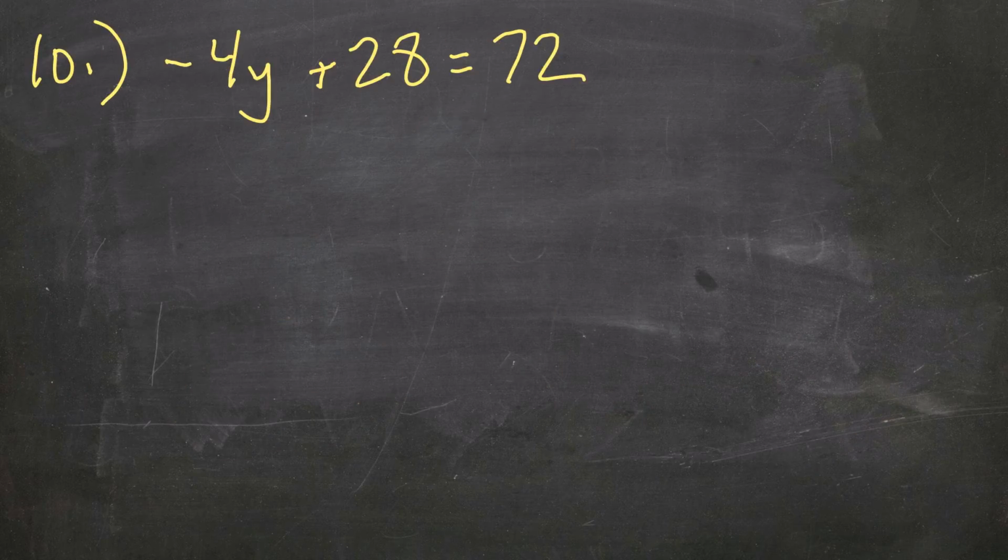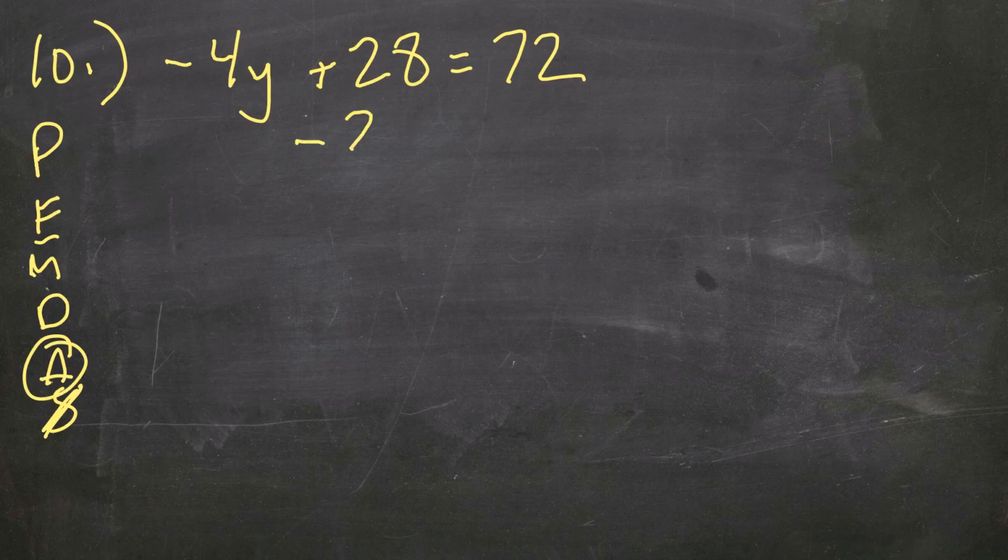Alright, number 10, we have minus 4y plus 28 equals 72. So once again, if you're lost, first thing you do is you write PEMDAS. Start at the bottom. Do you see any subtraction? I don't. Even though that negative 4 there, it's negative 4 times y. That's multiplication. But I do see addition. That's why I subtract 28 from both sides first.